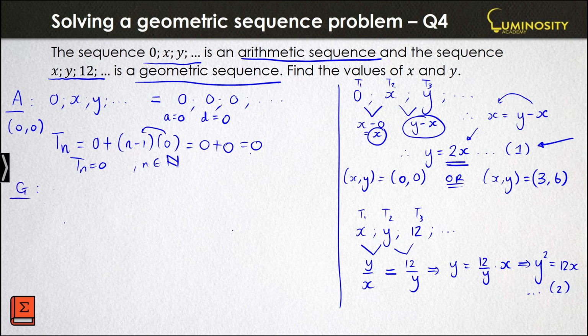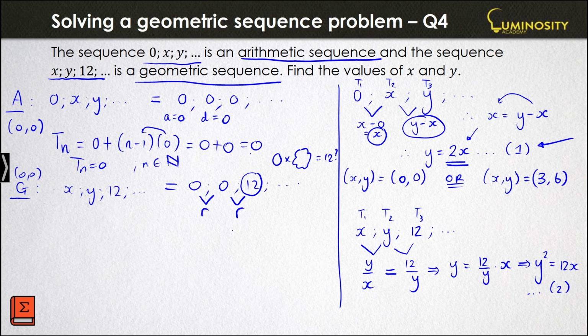If I put 0, 0, well, that's going to be x, y, 12, and so on. That'll be equivalent to 0, 0, 12, and so on. Now, this cannot be a geometric sequence, because if I multiply 0 by some constant ratio, I do get 0 here. This r could actually be any number. I could do 0 times 1, that's 0. 0 times 10, that's 0. But 0 times any constant ratio, how will I ever get 12 here? 0 times what number will give you 12? There is no such number because any number times 0 is 0.